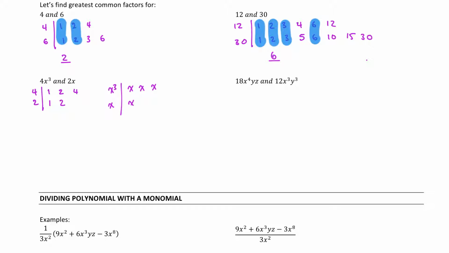So my common factors are 1, 2 for the constants, and for my variable, it's just x. So my final greatest common factor will be 2, because 2 is the greatest common factor here, and x, because x is the greatest common factor for my variables.